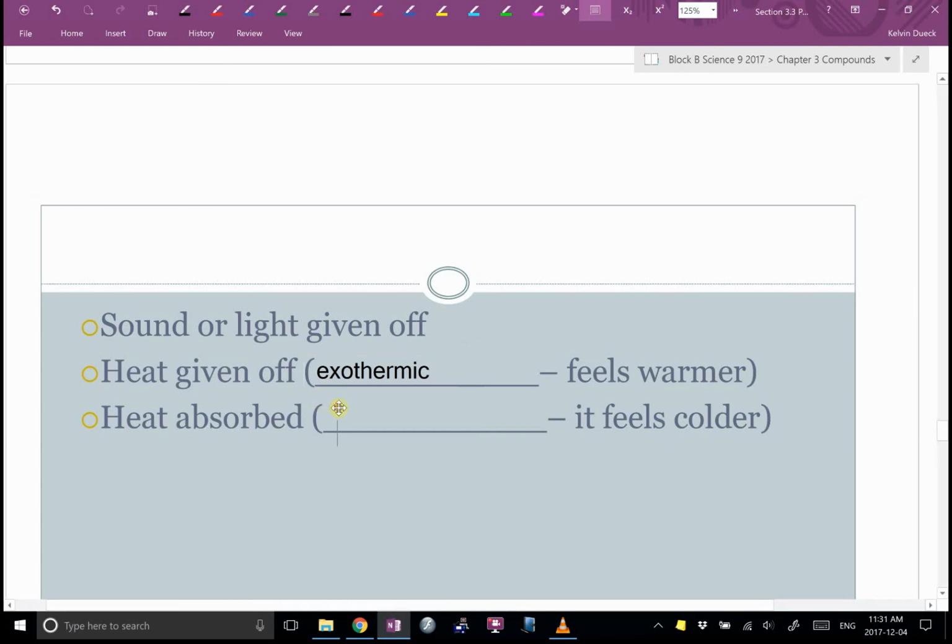What's the other one? Do you see that in grade 8? Or did you just know the word?